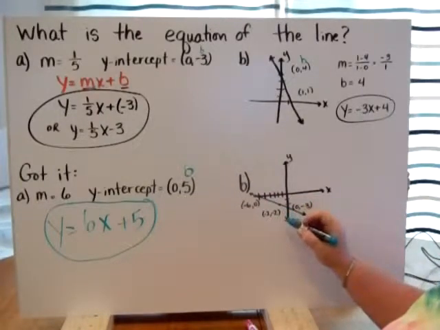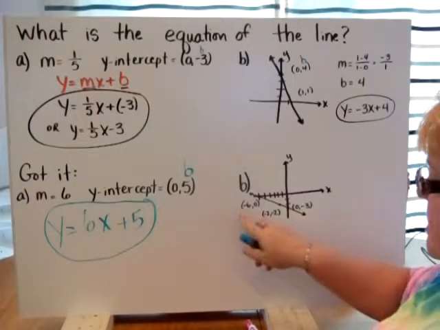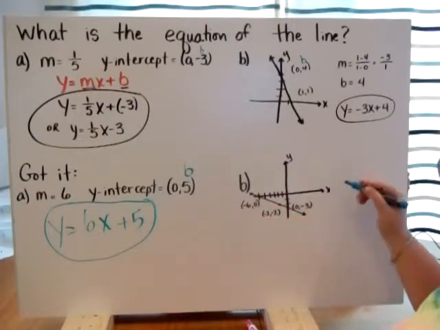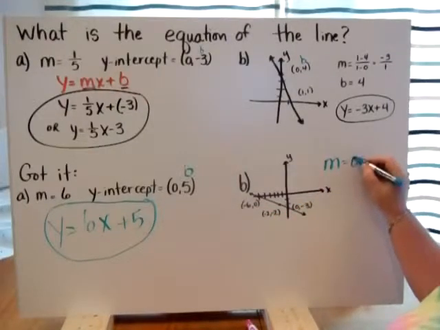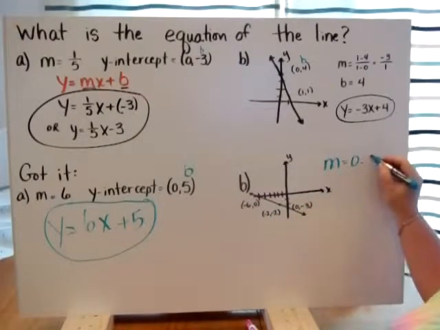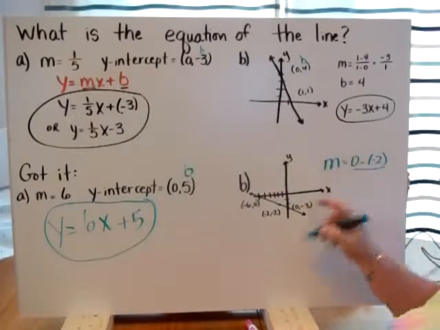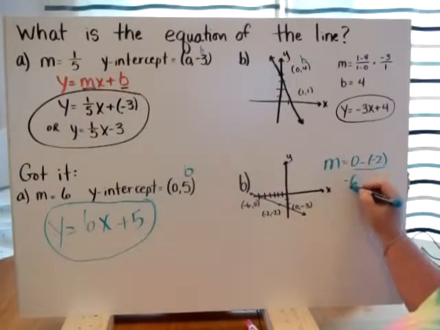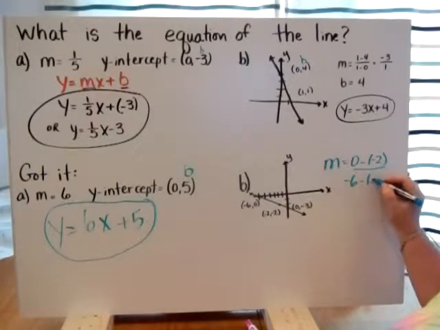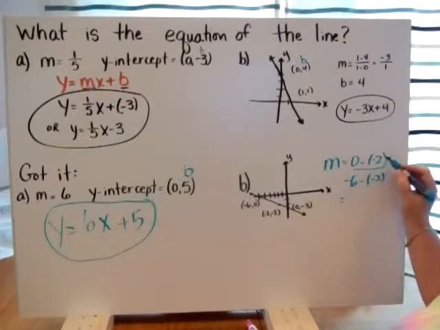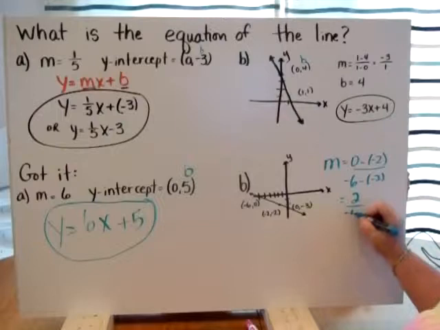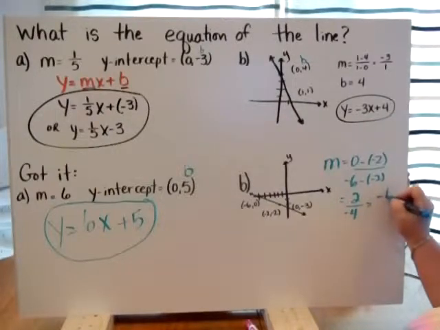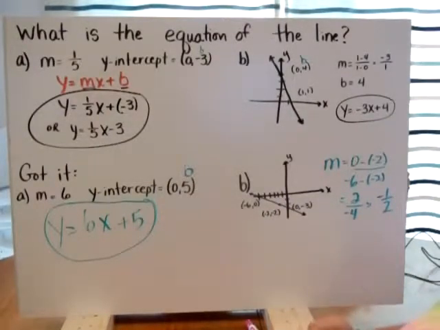On this one we have 3 points, so I can use any 2 of these points that I want to use to find the slope. So I'm going to take these 2 points since they're side by side. So my slope would be, my y is 0 minus a negative 2 divided by a negative 6 minus a negative 2. When I subtract a negative, that's the same as adding, so that would be 2 over a negative 6 plus 2 would be a negative 4. So my slope is a negative 1/2 when I simplify it.